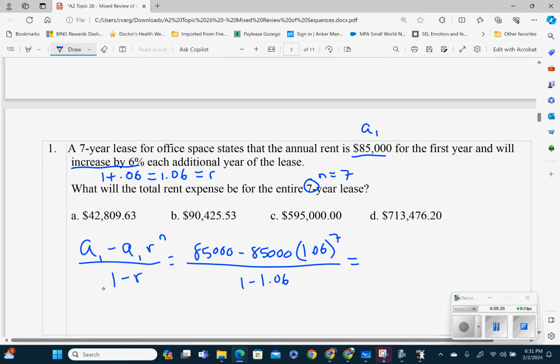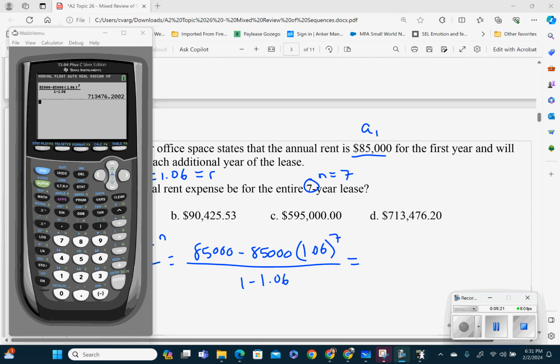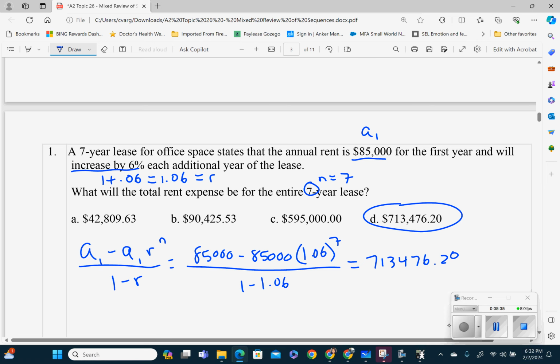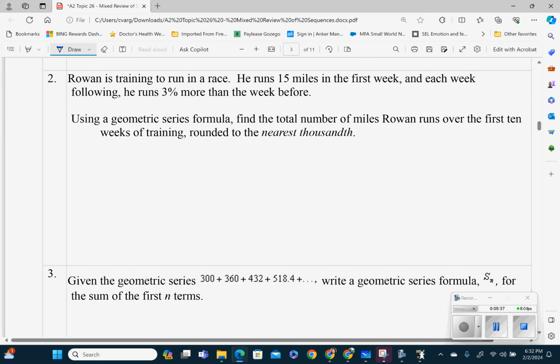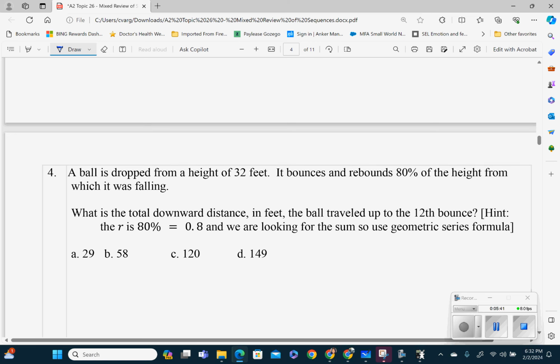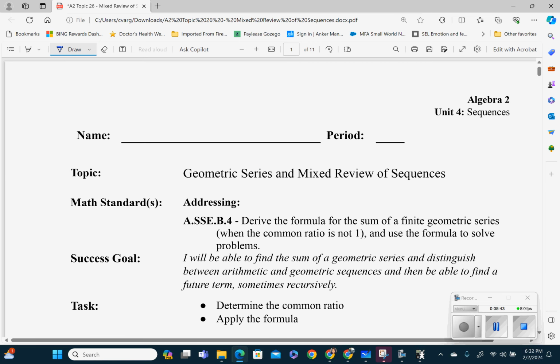All of this gets plugged into the calculator. And when I hit enter, I got $713,476 and about 20 cents. So that is choice D. And you just put that down just to make sure that we're showing some work and how we got it. Okay. Good. So these questions are going to be very similar to it. So go ahead and try these questions, do some Delta Math, and you should be good to go.